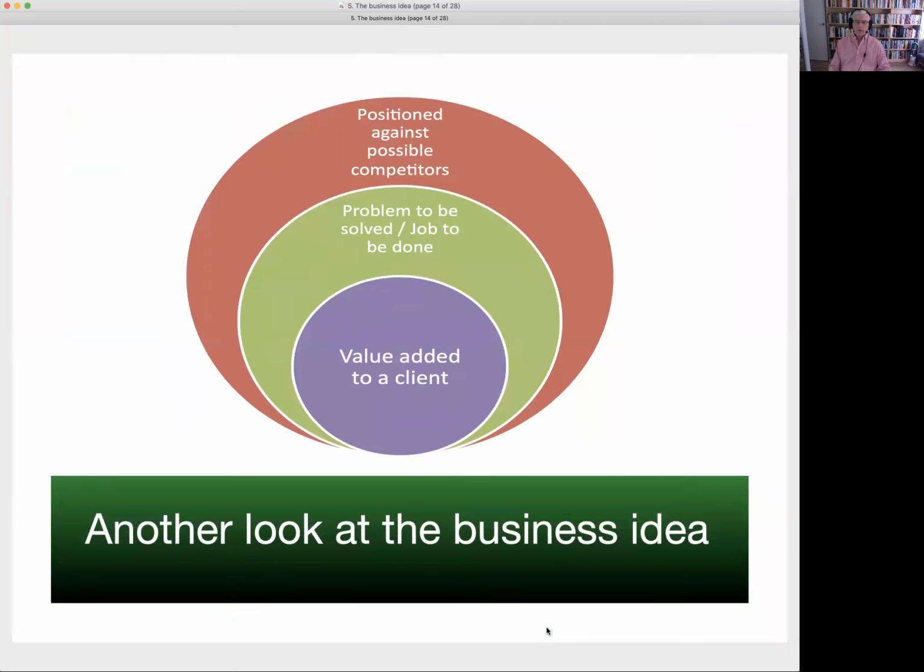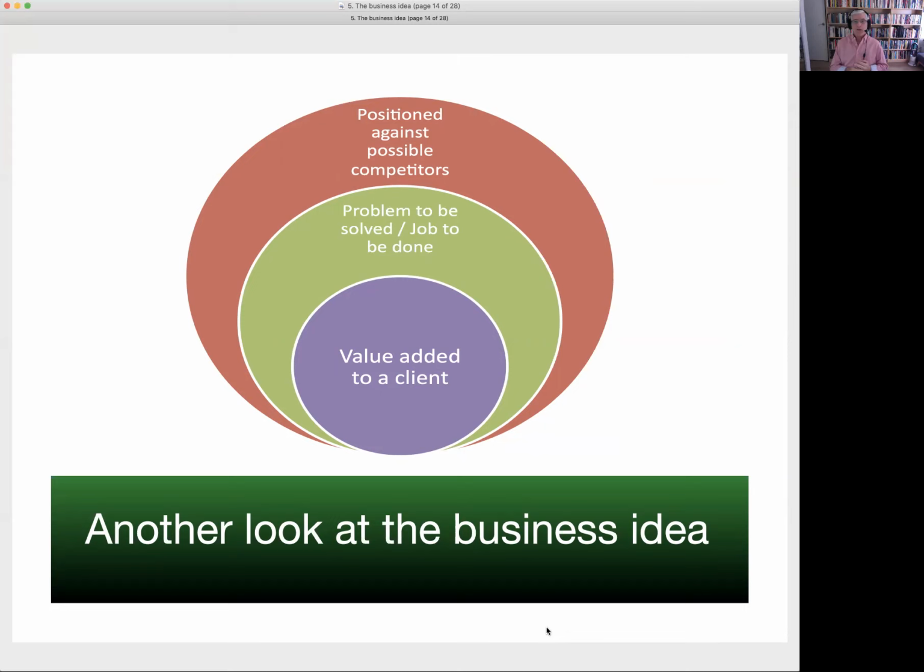Okay, now we can look at the business idea in another way. Right at the core, it is the value you add to that client. Some people, like Clayton Christensen, who's done amazing work on innovation, talk about the value added to a client as being the problem that you help the client solve, or the job to be done for that particular client or customer. So what is the job you're doing for that customer? Or what's the problem you're solving for that customer or client? That is actually what the business idea is.